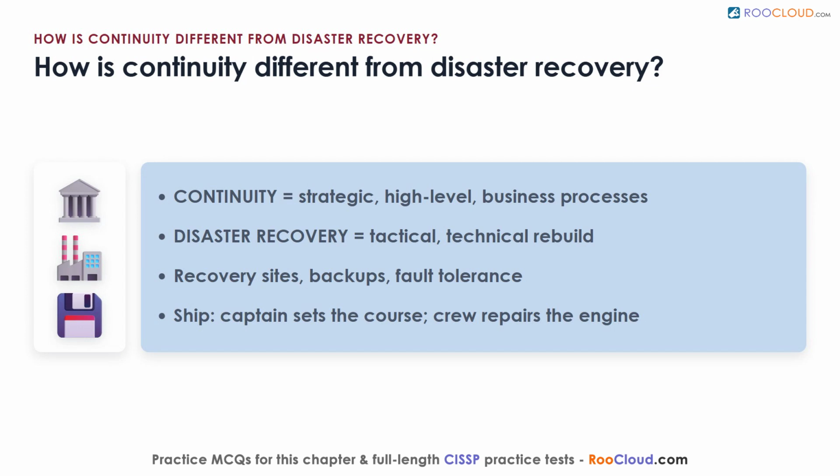Business continuity is strategic and high level, centered on business processes and keeping operations alive. Disaster recovery is tactical and technical, focused on the nuts and bolts of getting systems back, things like recovery sites, backups, and fault tolerance. Picture a ship in a storm. Business continuity is the captain deciding how to keep the voyage on course. Disaster recovery is the engine crew below deck, repairing what the storm damaged.